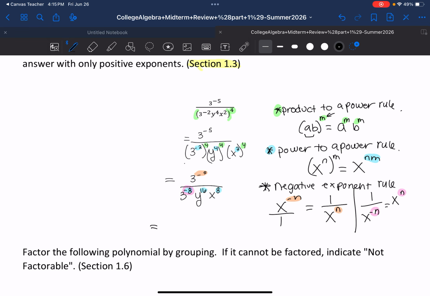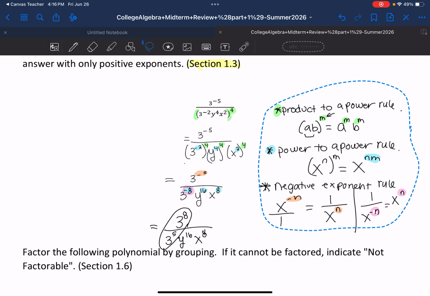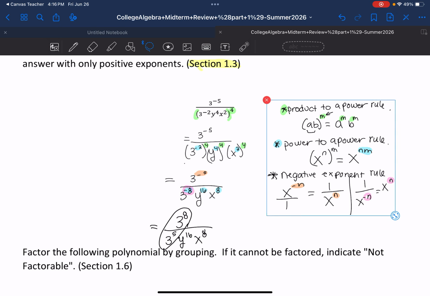So the 3 to the negative 8, I'm going to bring that up to the numerator and make it positive 8. And then on the bottom, the 3 to the negative 5th power will be brought to the bottom, and it'll change to a positive 5. And then I'll copy everything else down. And then the last thing I'm going to do is combine these two, because both of those exponential expressions have the same base.